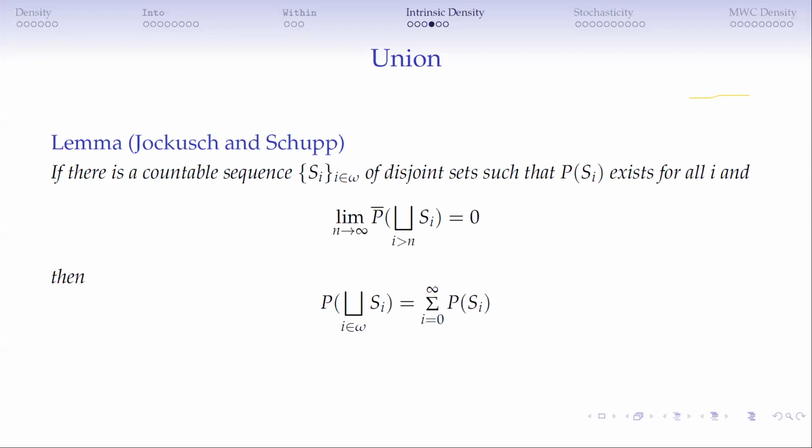And this essentially follows from Jockusch and Schupp, who proved this for regular asymptotic density, and it just falls out pretty much immediately for intrinsic density.